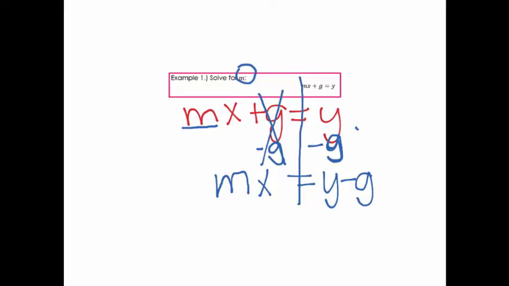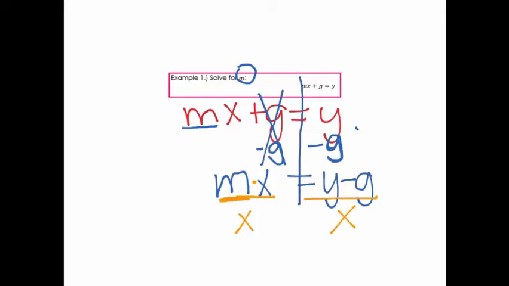Now remember, we're trying to isolate this m. If we think about what's happening here between the m and the x, you should be recalling the fact that when you have two variables, or a number and a variable, side by side without an operation in the middle, it's the same thing as having multiplication. So I want to undo this multiplication happening between the m and the x by dividing both sides by x. I'm trying to get that m all by itself.